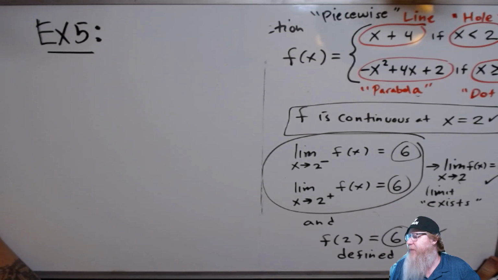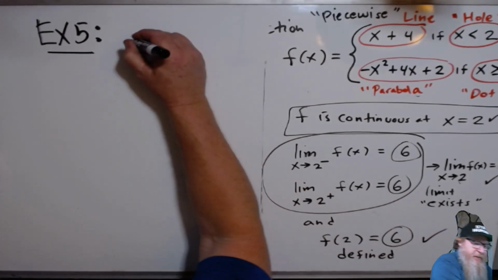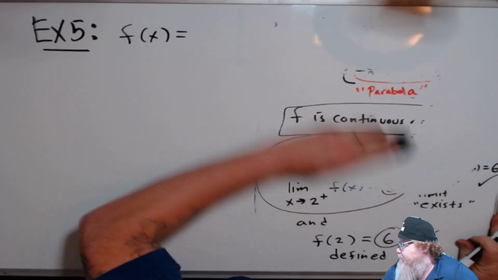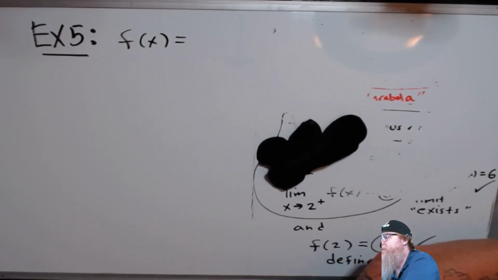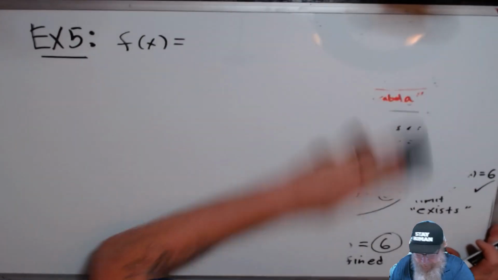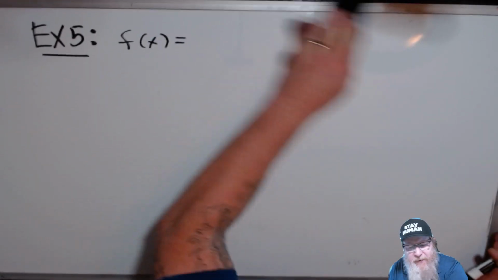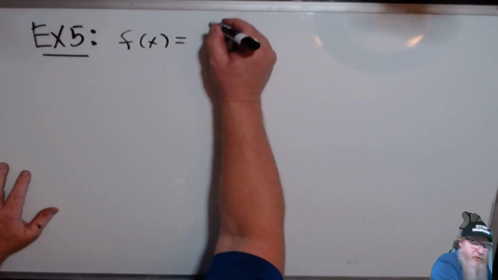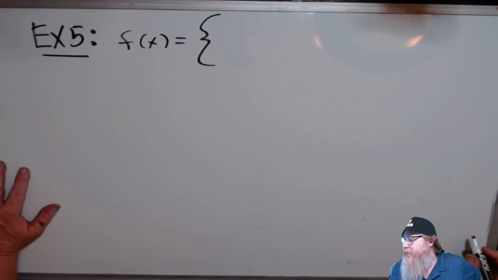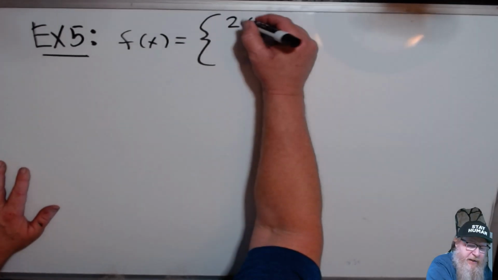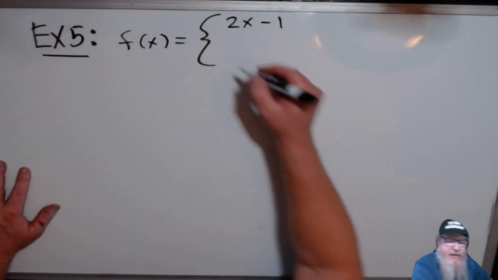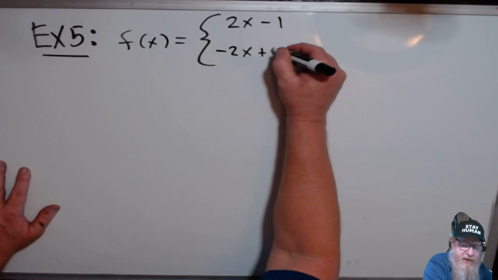All right, example 5. So we have a piecewise function, and a whole bunch of these today. In fact, looking at my notes, I think they're all piecewise functions. It's really the most effective way to talk about continuity is by looking at a function that has multiple pieces. So let's try 2 lines. So we have 2x minus 1 and negative 2x plus 7.